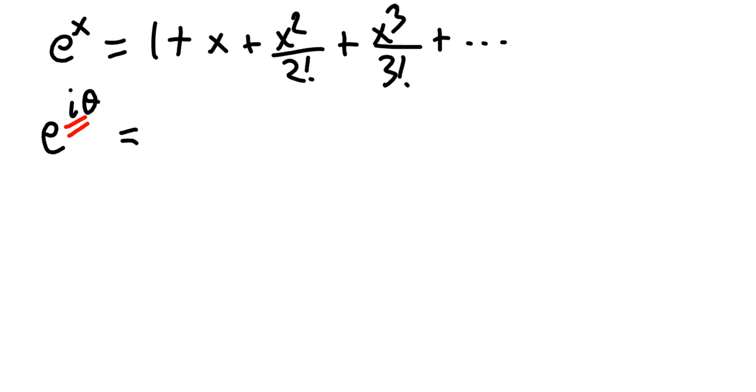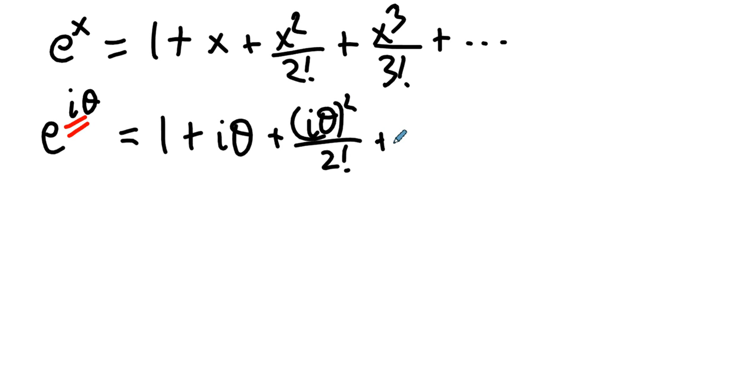Here's what Euler does. He said, let's figure out what e to the i theta is. Now, theta is an angle, like you're familiar with from school, and i is the imaginary unit, like you're familiar with from school. And what we do with it is exactly what we have been doing with it. We replace all the x's with i thetas: 1 plus i theta plus i theta squared over 2 factorial, plus, and so on. Okay?